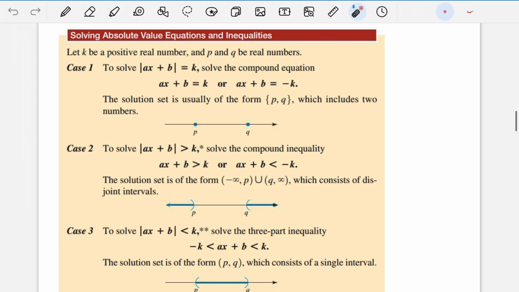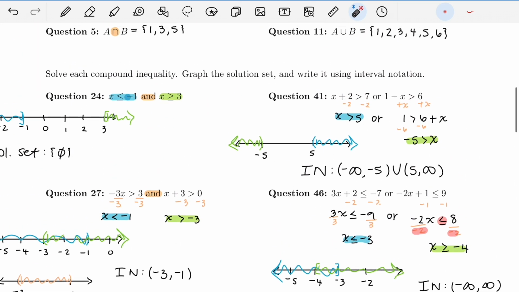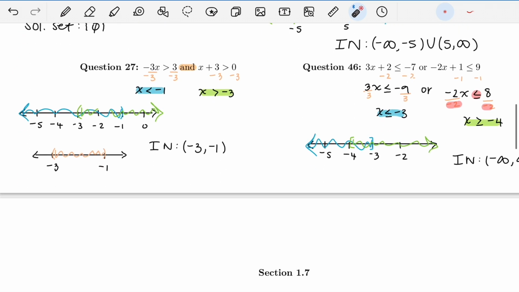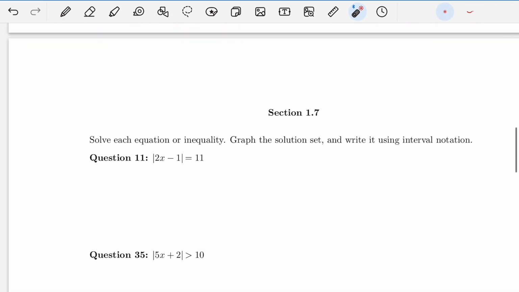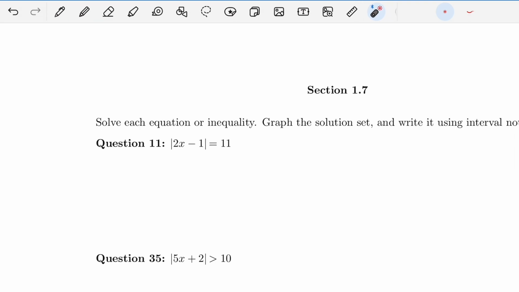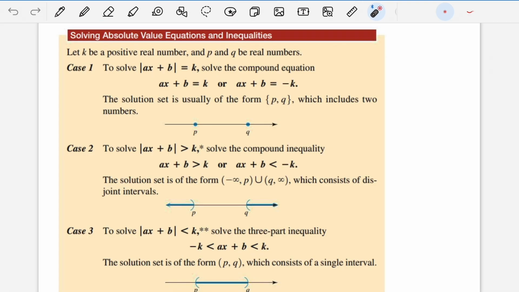Now something to keep in mind here is that for all 3 of these cases, it translates to an OR statement. So we're thinking of it in terms of a union, which is what we saw in section 1.6 when we were looking at the union of our sets and our compound inequalities. All right, so let's look at this first example here. For question 11, we have the absolute value of 2x minus 1 is going to be equal to 11. And going back to our cases here, this is going to be the first case. So we're going to rewrite this and solve this compound equation.